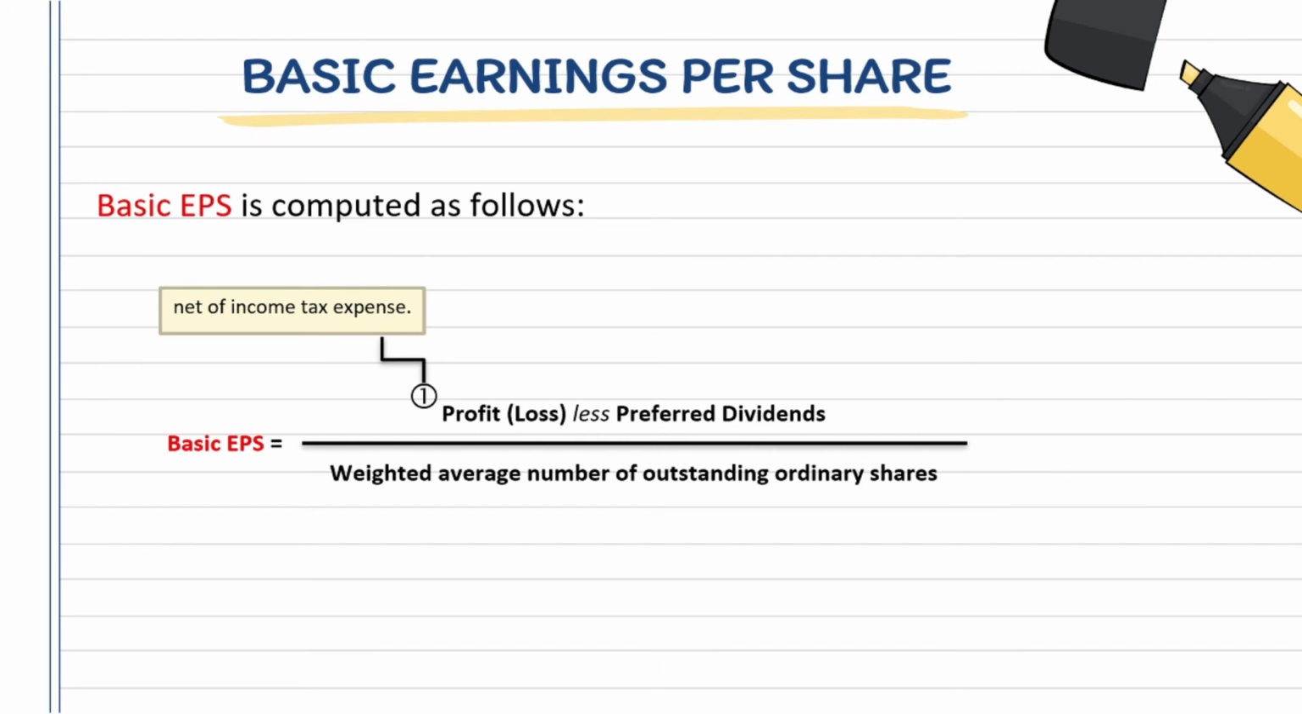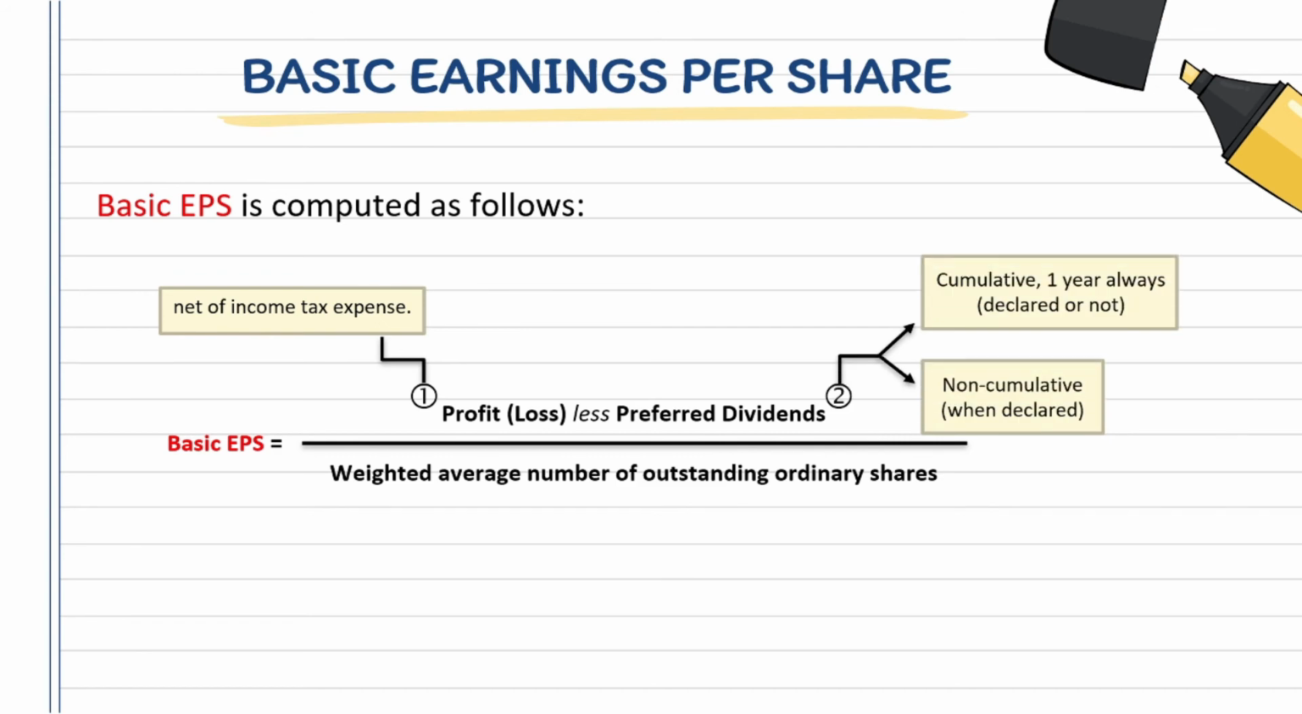Next, for preferred dividends, there are two kinds, the cumulative and the non-cumulative. If it is cumulative, we deduct one year's dividend. Take note of that, one year always, whether it is declared or not. If it is non-cumulative, we deduct in the computation only when the preference share dividends are declared.